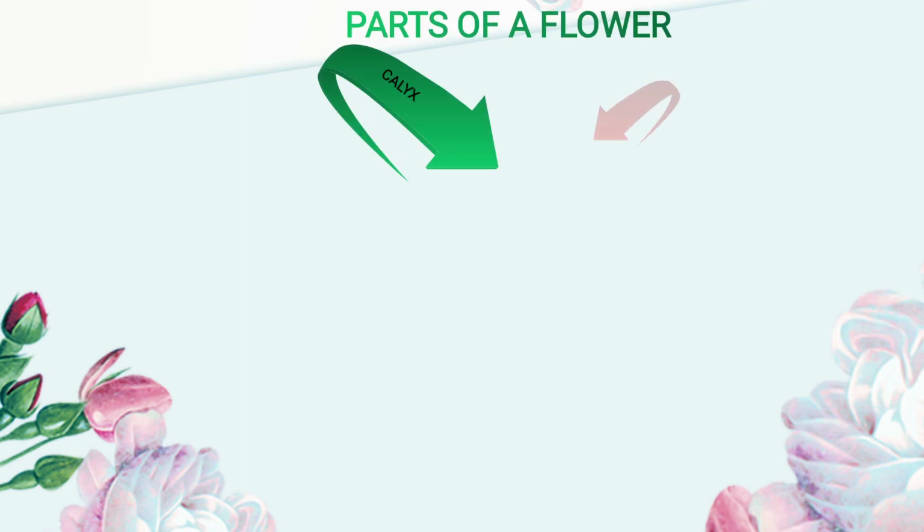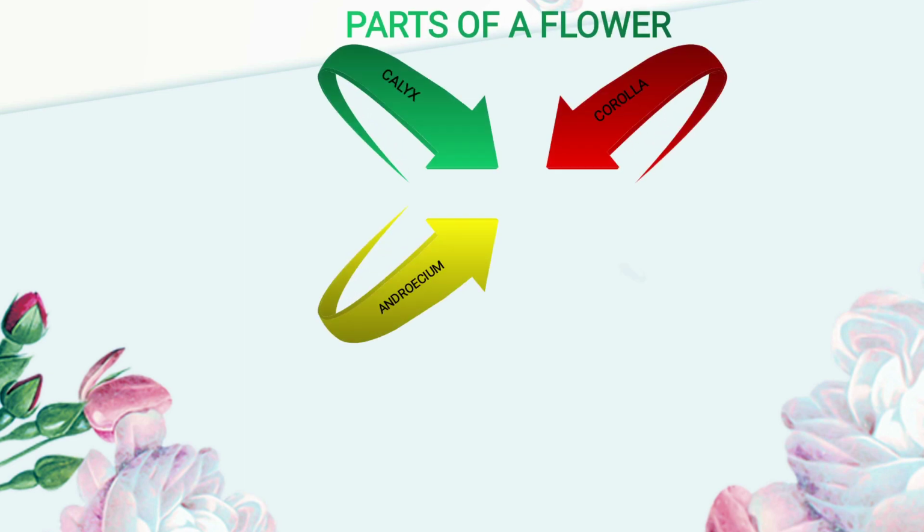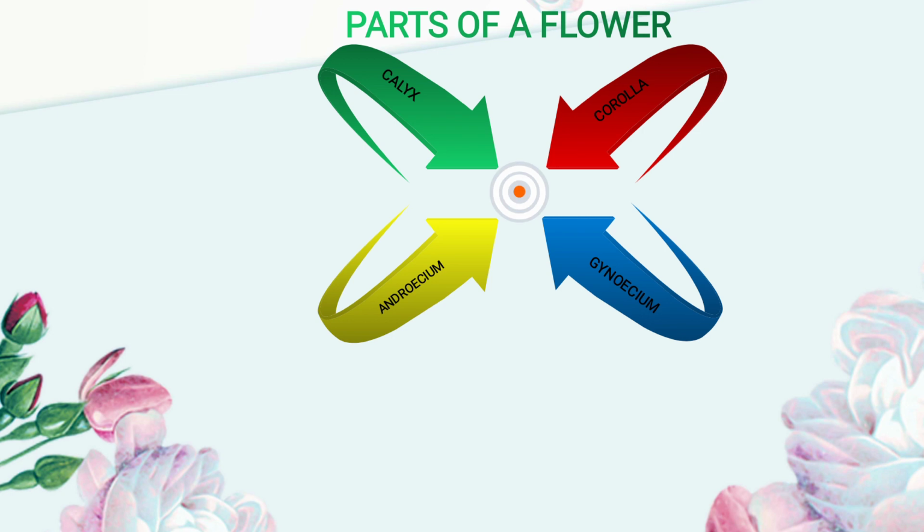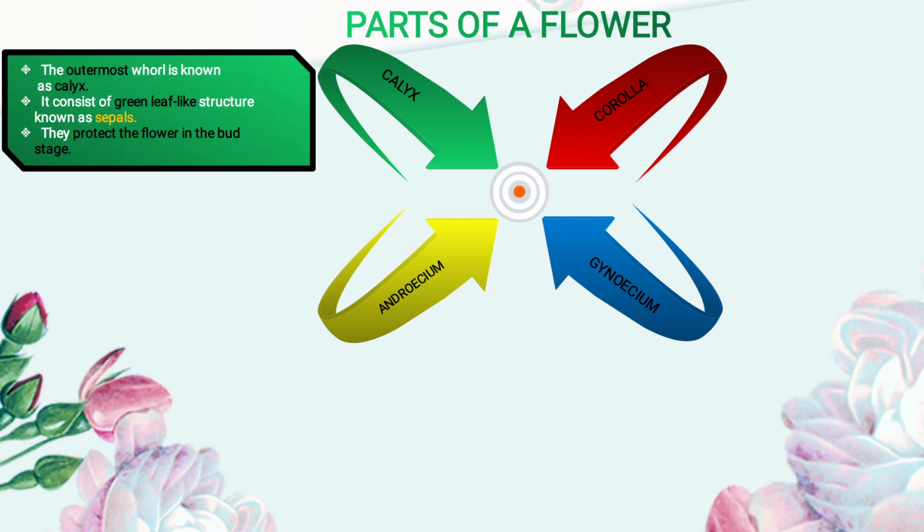Now one by one we'll discuss in detail the different parts of the flower, that is calyx, corolla, androecium and gynoecium. So number 1 is the calyx. The outermost whorl is known as calyx. Now flower has 4 distinct parts called whorls. In flower we say parts are called whorls. So how many whorls are there? From the arrow marks you see 4 are there. So there are 4 whorls in a flower.